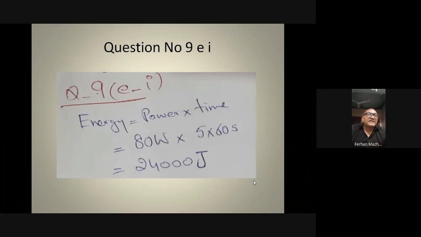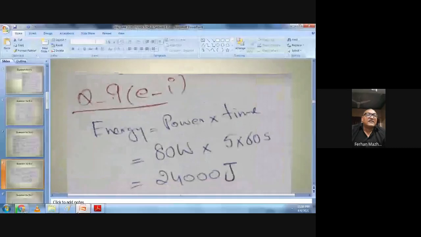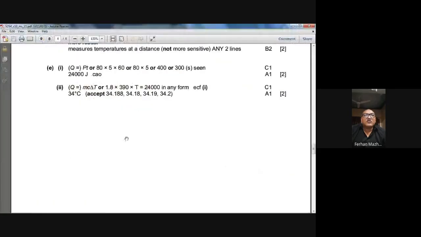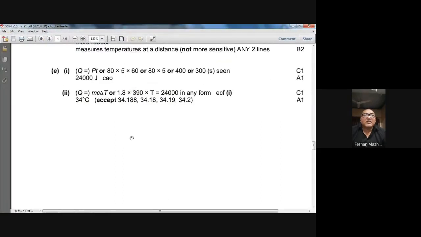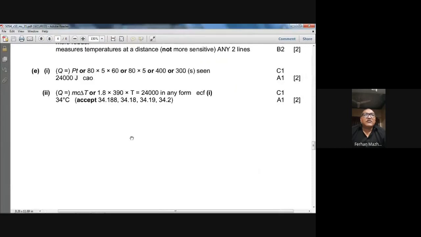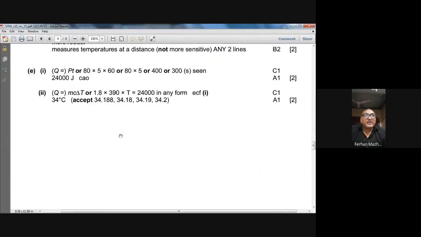So let's check the marking scheme. The marking scheme says 24,000 joules. You can see the marking scheme on your screen. 24,000 joules is showing. Okay, so move to the next part.